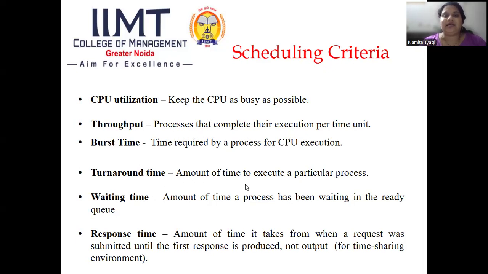Turnaround time: the amount of time to execute a particular process. Next is waiting time: the amount of time a process has been waiting in the ready queue. Response time: the amount of time it takes from when a request was submitted until the first response is produced, not output, for a time-sharing environment.